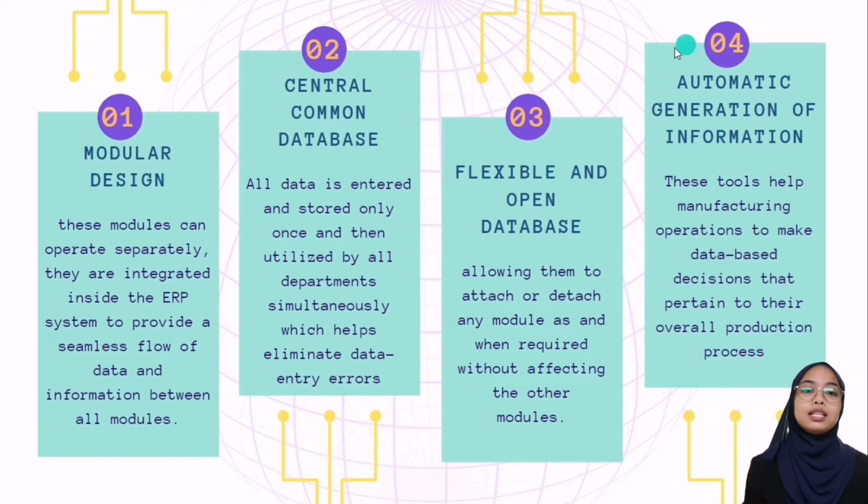And the last characteristic is automatic generation of information. An ERP system provides business intelligence tools such as executive information systems, decision support systems, early warning systems, and more. These tools help manufacturing operations to make database decisions that pertain to their overall production process. All financial and business information will be automatically generated from the data found in the centralized database of the ERP.